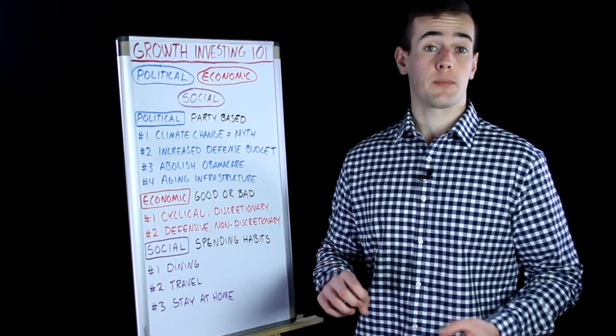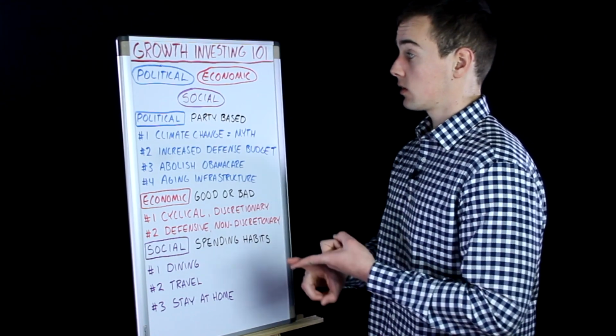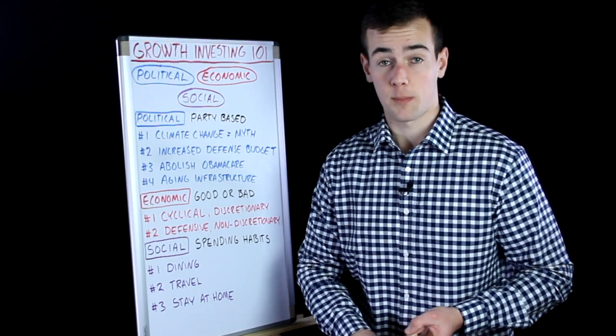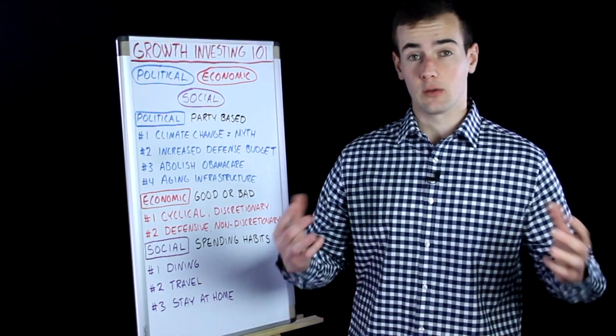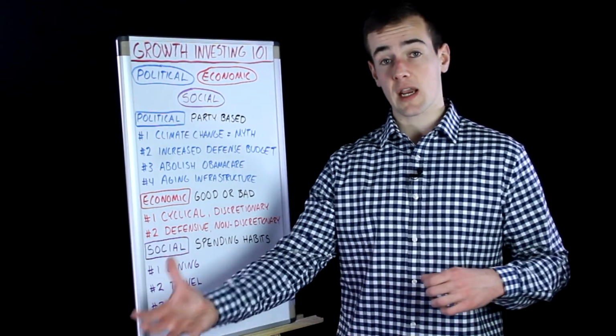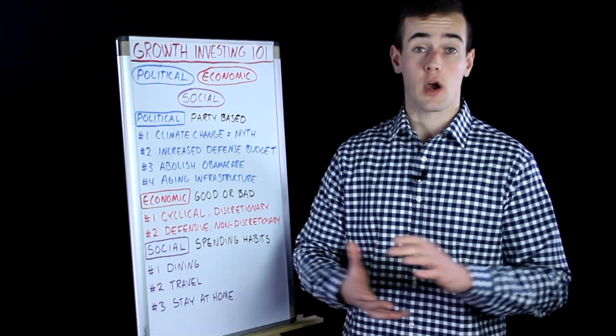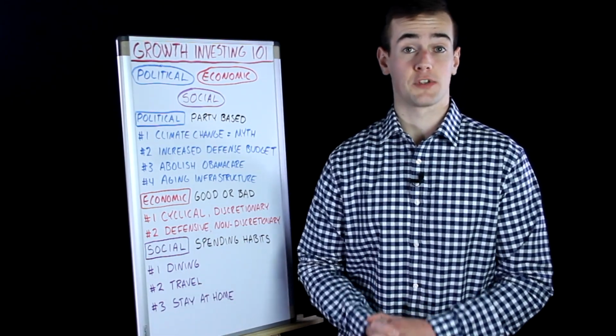Now, in my opinion, it primarily comes from 3 different avenues. You have to look at the political environment, the economic environment, and then the social environment. And looking at all 3 of these things, you can determine what industries or sectors are going to be experiencing more or less growth. So let's go ahead and talk about this more, and we're going to use some examples as we go through this.